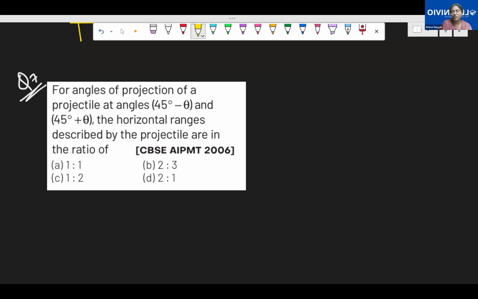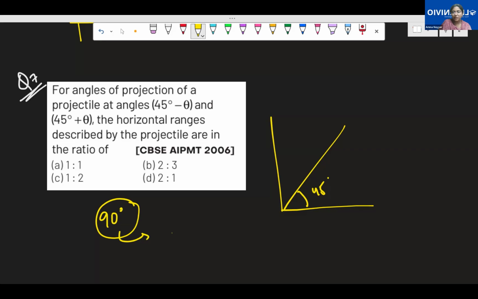For angles of projection of a projectile at 45 degree minus theta and 45 degree plus theta, here it is 45 degree plus whatever is the angle and 45 degree minus whatever is the angle. When I add both of these, what will it become? 90 degree, complementary, and the horizontal ranges for the complementary angles are the same. R theta is equal to R 90 minus theta. So the ratio will always stick to 1:1. Getting my point? Okay, so this was the catch in this question.